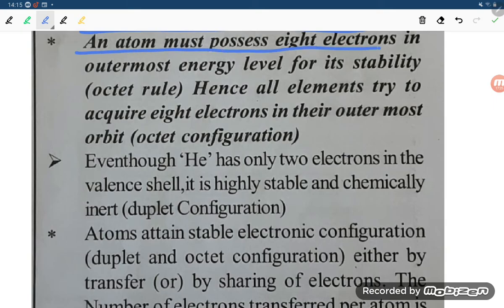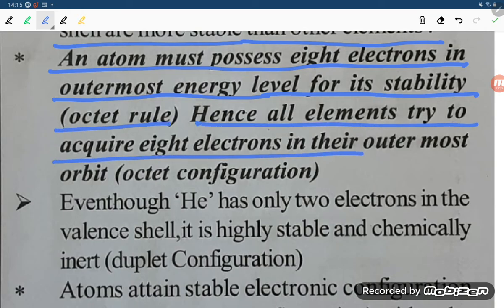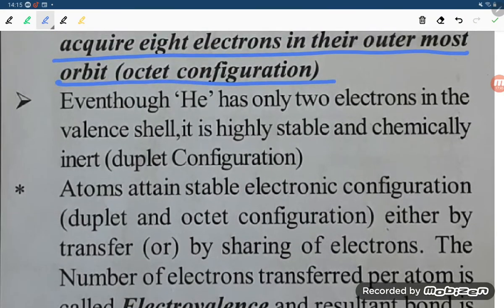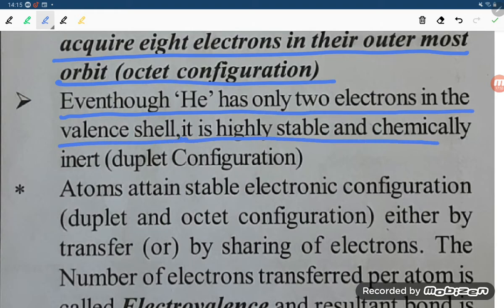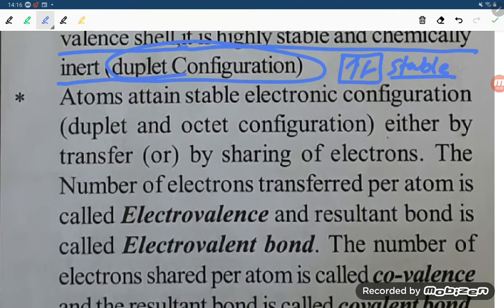Atoms must possess 8 electrons in the outermost energy level for stability, the octet rule. Hence all the elements try to acquire 8 electrons in the outermost orbit, that is, the octet configuration. Each atom tries to have 8 electrons in its valence shell by combining. Even though helium has only 2 electrons in the valence shell, it is highly stable and chemically inert, because of the doublet configuration.